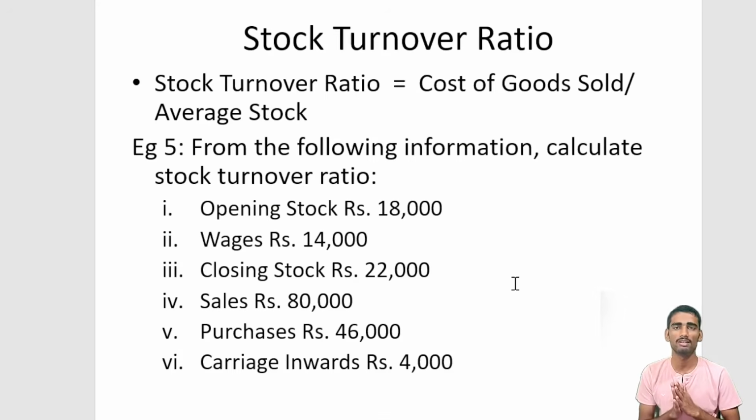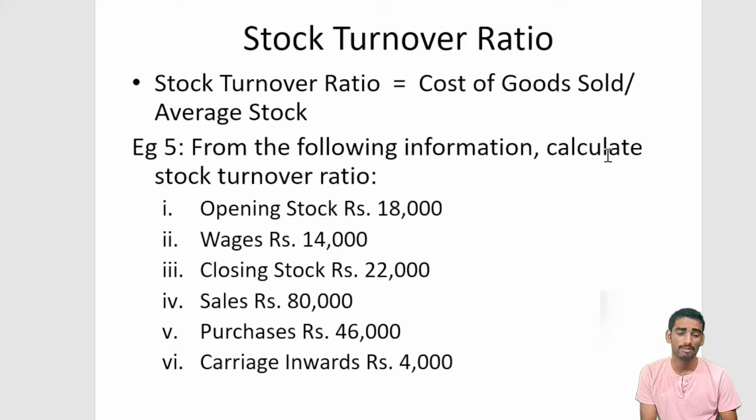The stock turnover ratio formula is cost of goods sold upon average stock. In the exam they may ask what you mean by stock turnover ratio, or they may just ask for the formula. So what is the stock turnover ratio formula? Cost of goods sold upon average stock. Let me come to an example, after that it will be much clearer.